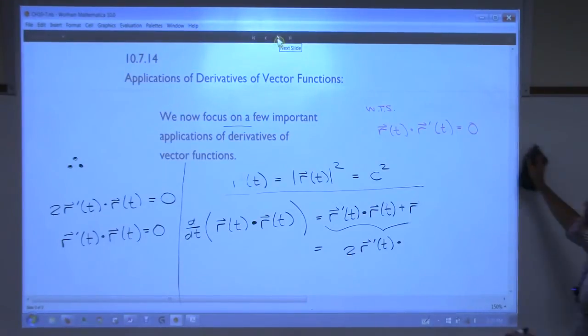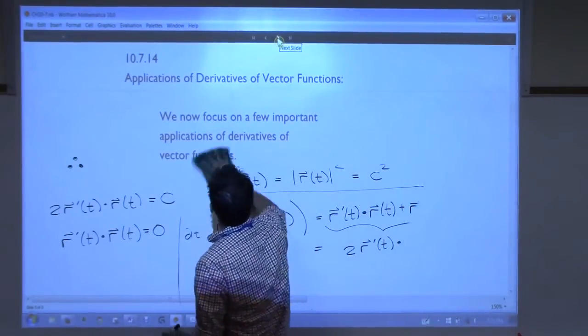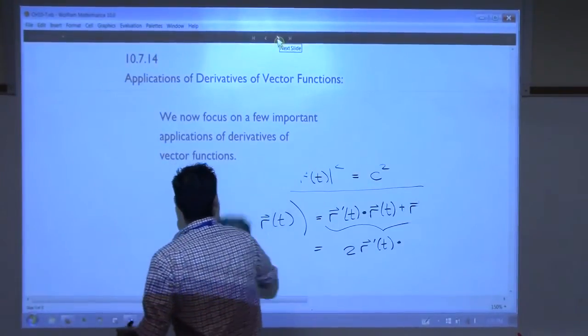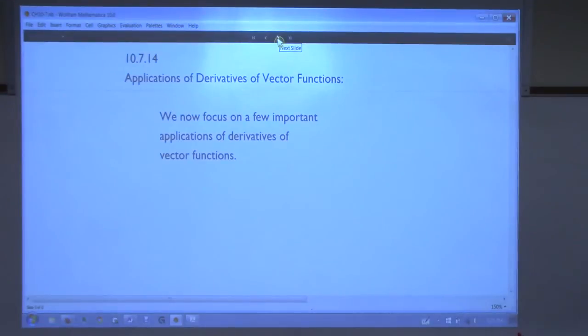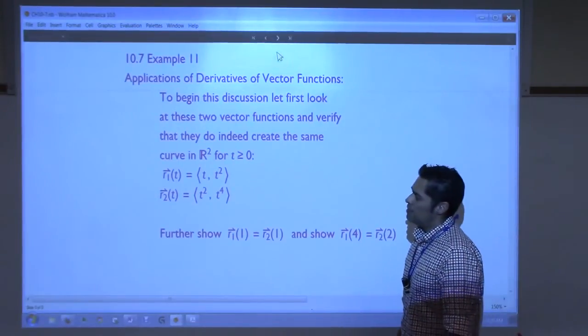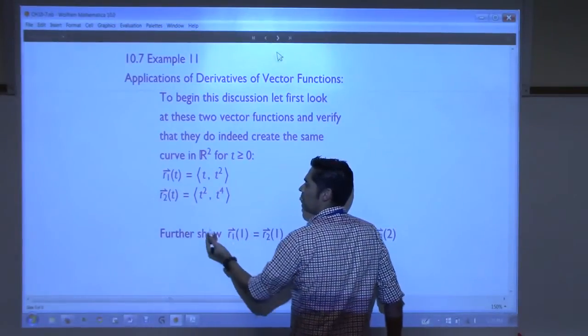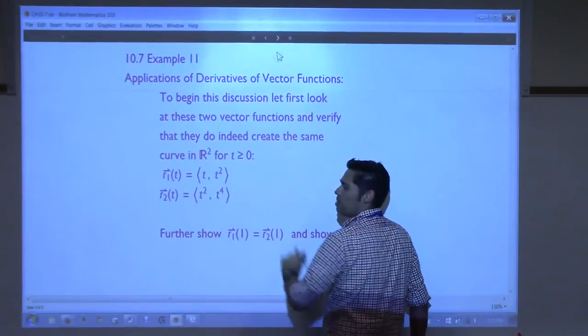Okay, so we're now going to focus on some applications of derivatives of vector functions. I'm going to blow through this pretty quickly. I want you to look at two vector functions, which I'm calling R1 of t and R2 of t. R1 of t is t squared. The other one is t squared, t to the fourth. All right?